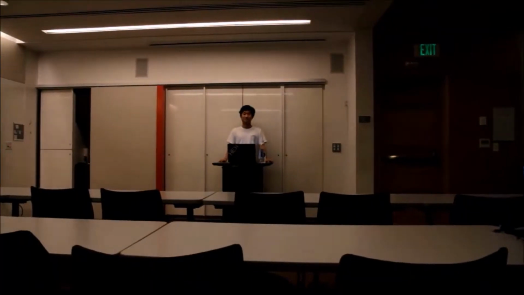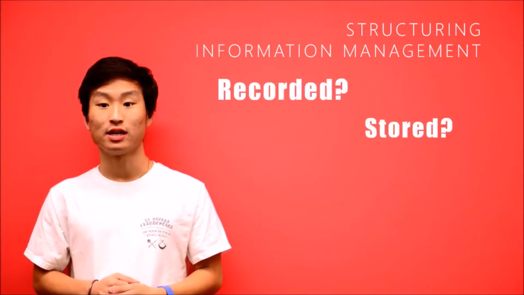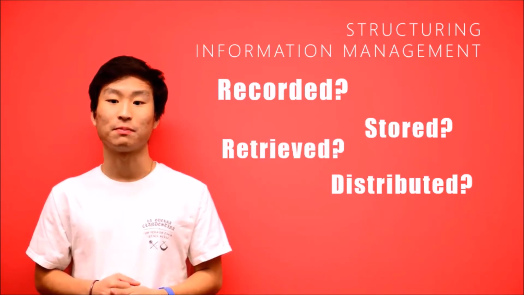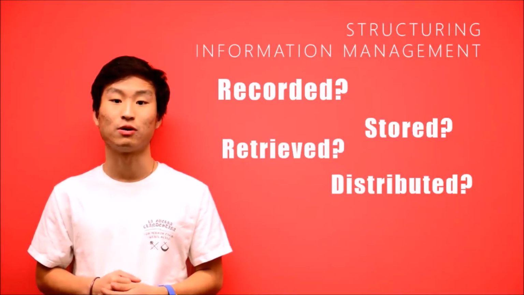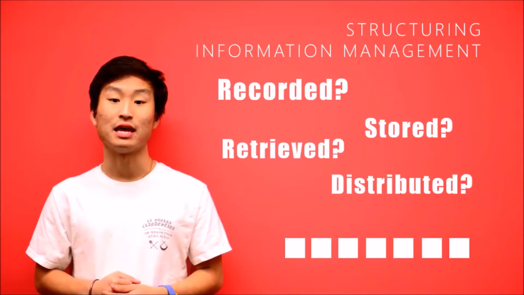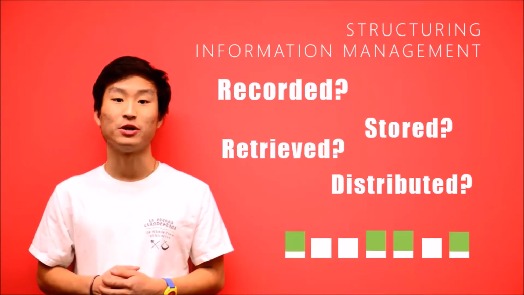So, what does this really mean? As an organization, there are a lot of questions that arise when structuring information management. Questions such as, how is the information recorded? How is it stored? How is it retrieved and distributed? These are the essential questions that a person should ask throughout the whole organizational process. But most importantly, we must figure out which information has legitimacy. In other words, we need to figure out which information is valuable and which information is not.